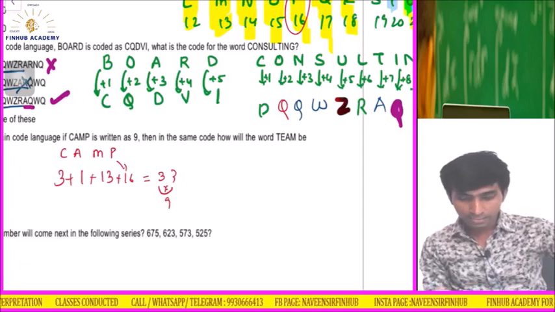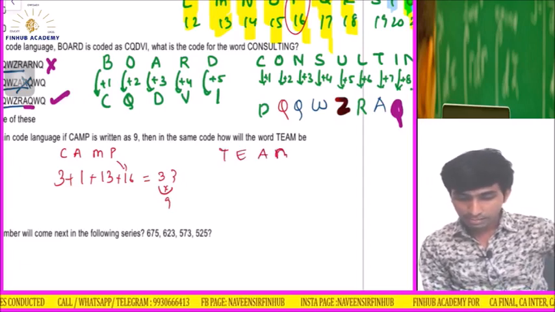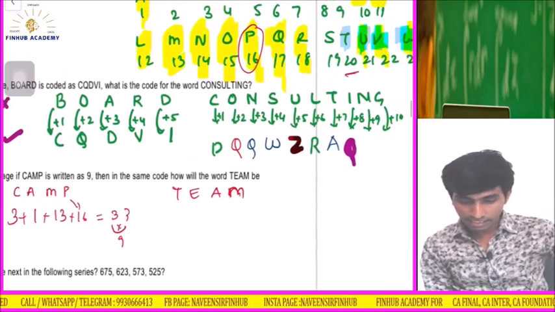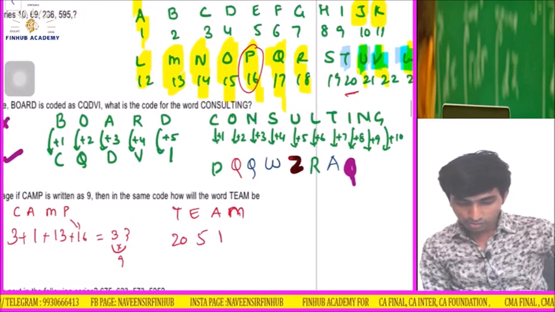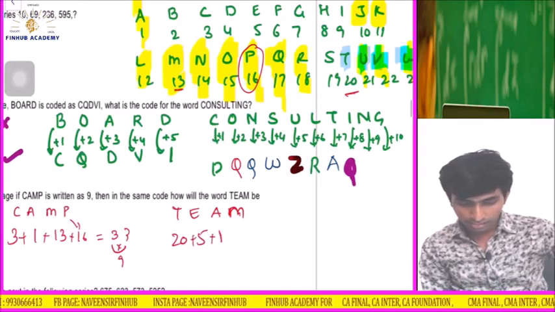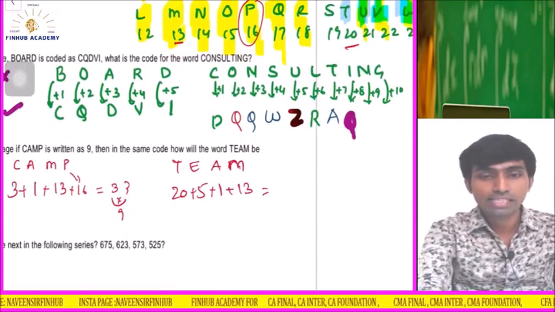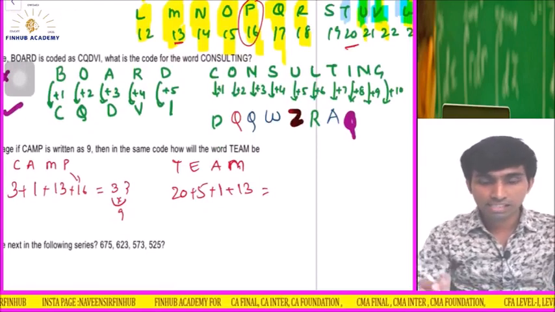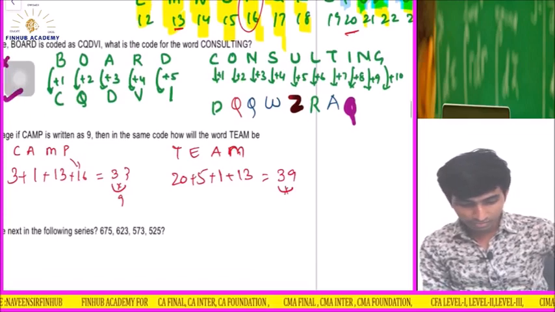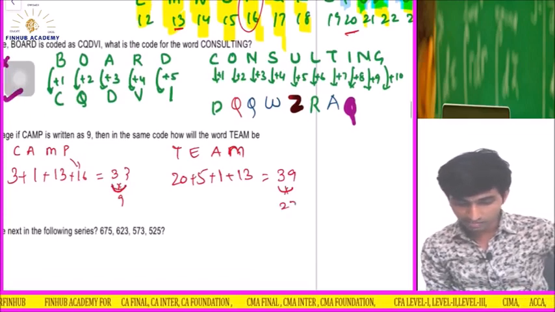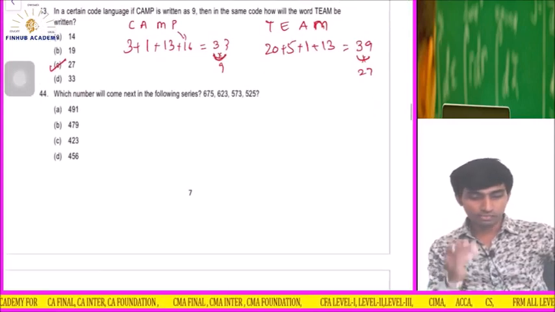Let's check if we can get TEAM. T is which? The 20th alphabet. E is the 5th. A is 1. So I'll add. M is 13. Just now we have taken 13. So the answer is 25, 26, 26 plus 13. The answer is 39. 9 3s are 27. We multiplied here. Let me check. Yes, it is there in the options. So this is the answer, 27.